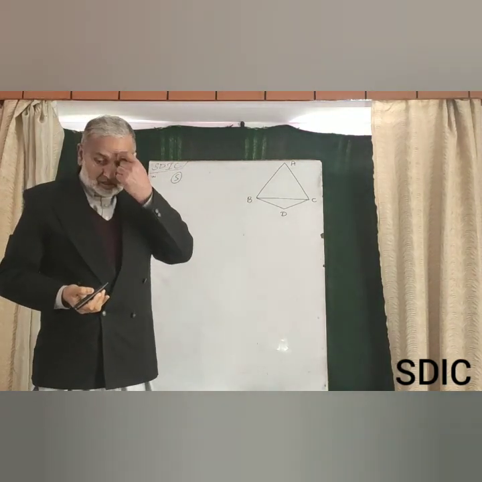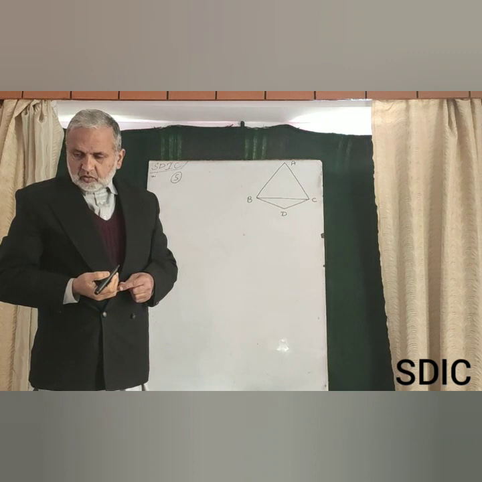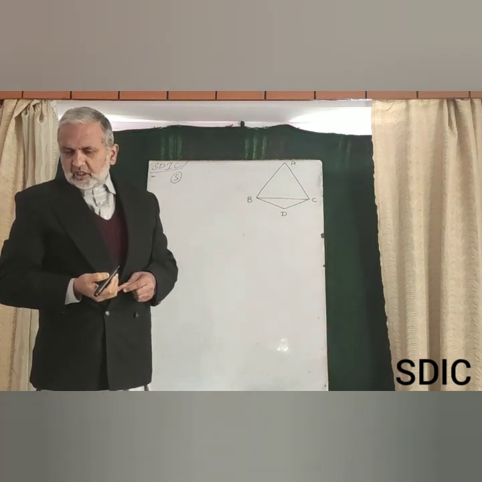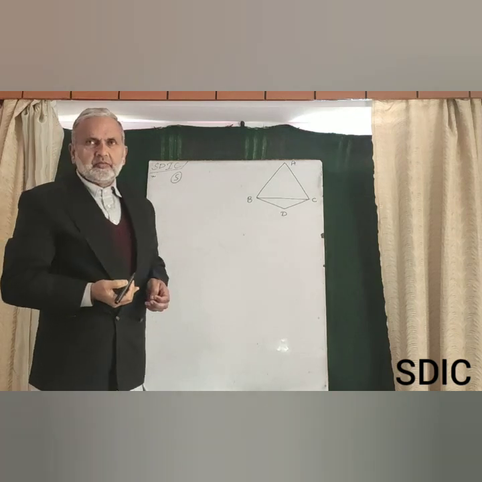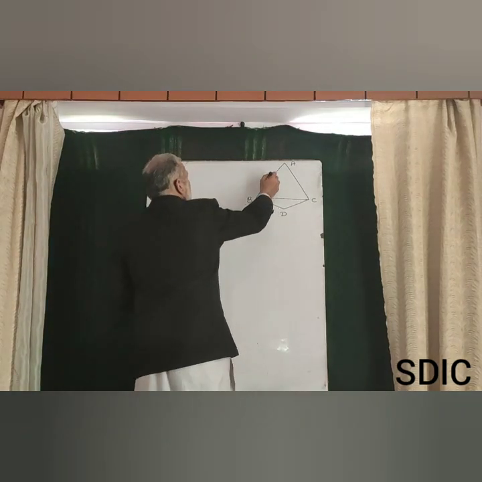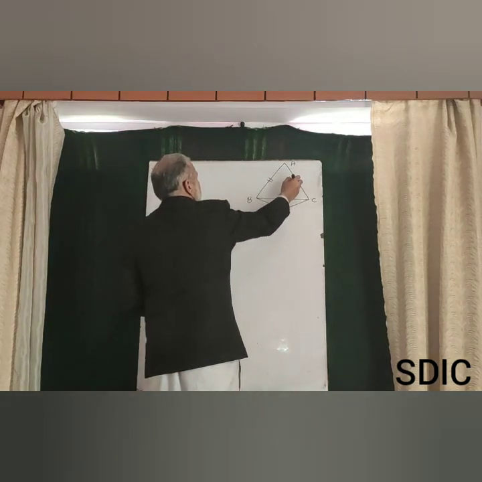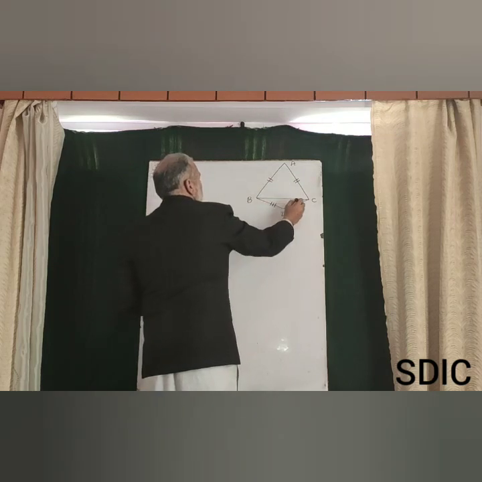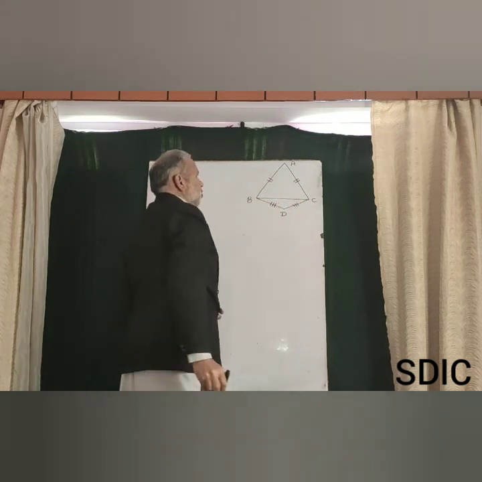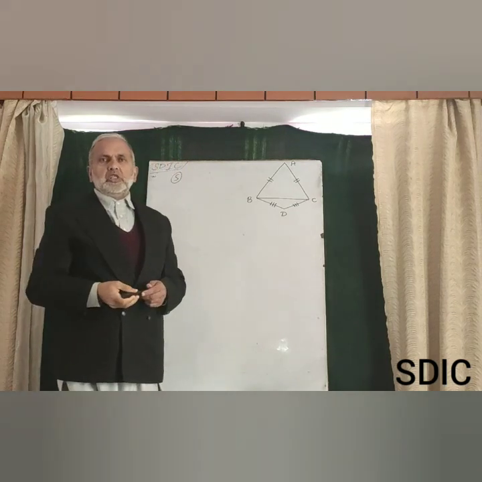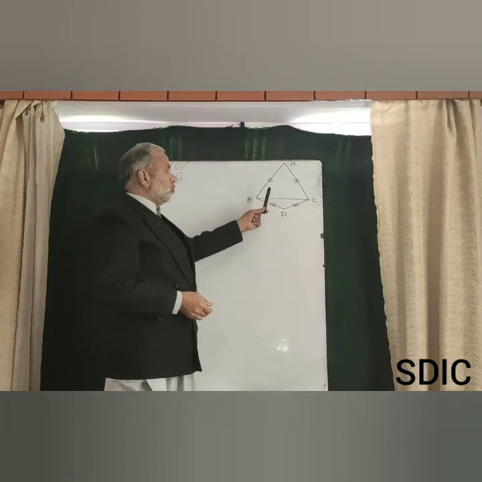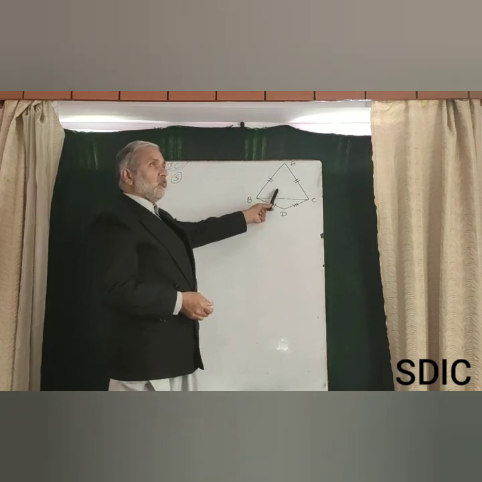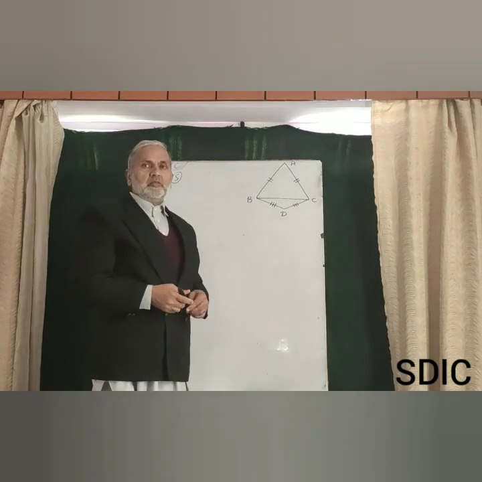According to the statement, two isosceles triangles ABC and DBC are on the same base BC. We have AB equal to AC, BD equal to CD. It is given to us. The two triangles are isosceles. Two sides of the first triangle are equal. Two sides of the second triangle are equal.